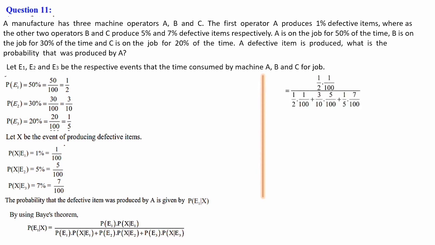That is equal to, we will go with the substitution, P of E1. P of E1 we have 1 by 2 into P of X given E1. X given E1 is 1 by 100. So 1 by 2 into 1 by 100 divided by, same as the numerator, 1 by 2 into 1 by 100 plus P of E2. P of E2 we have 3 by 10 and X given E2 is 5 by 100 substituted, and E3 into X given E3, we have P of E3 1 by 5 and X given E3 is 7 by 100, substituted.